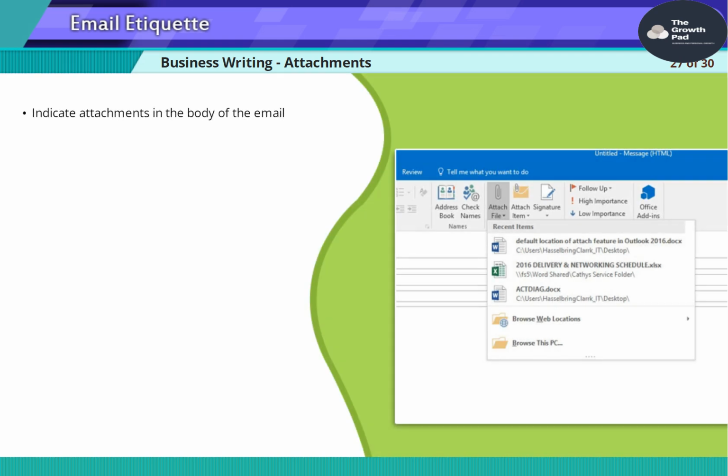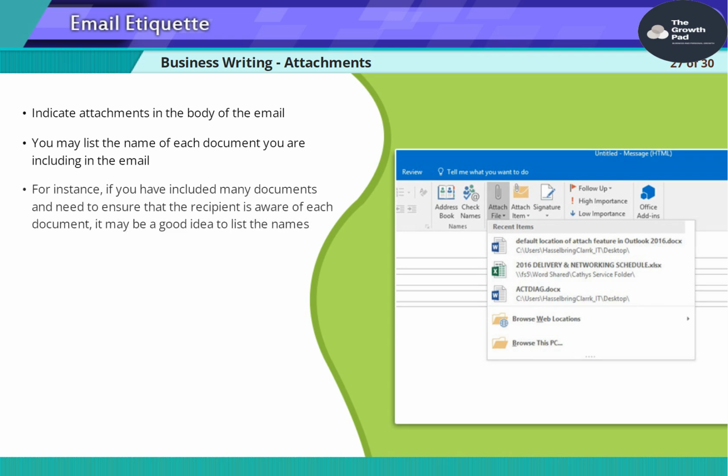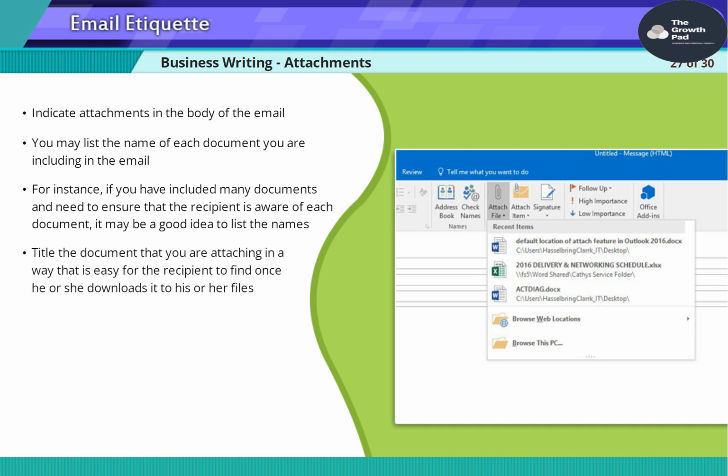Indicate attachments in the body of the email. You may list the name of each document you are including in the email. For instance, if you have included many documents and need to ensure that the recipient is aware of each document, it may be a good idea to list the names. Title the document that you are attaching in a way that is easy for the recipient to find once he or she downloads it to his or her files. Make sure that you do not send overly large attachments.